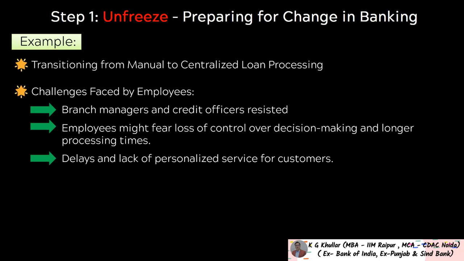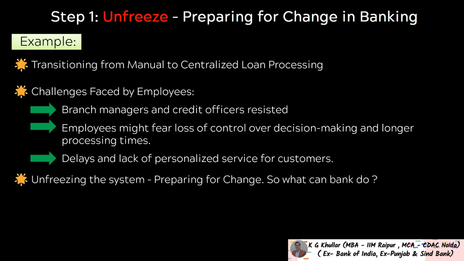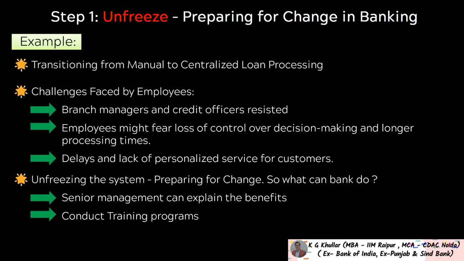So let's implement Lewin's model phase 1 here. That is unfreezing the system, which means preparing for the change. So what can banks do here? Now, first, senior management can explain the benefits, which are reduced errors, faster processing, and improved compliance. The second is the bank may conduct training programs to help branch staff understand how the new system works and their revised role in loan processing. And lastly, banks can introduce a phased rollout. That is first for home loans, then for SME loans, and so forth before full implementation. So friends, I hope this first phase of Lewin's model of change management is clear to you.